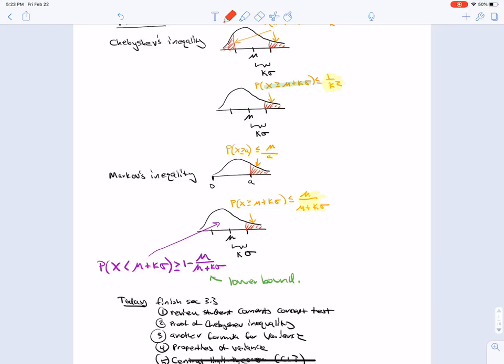Plus k sigma, you can find a lower bound for the probability that X is less than mu plus k sigma, and that'll namely be 1 minus mu over mu plus k sigma.